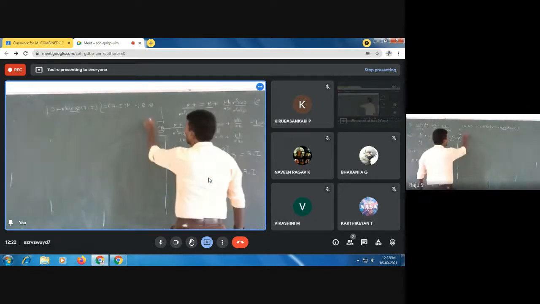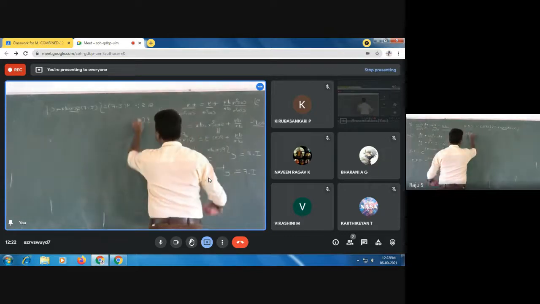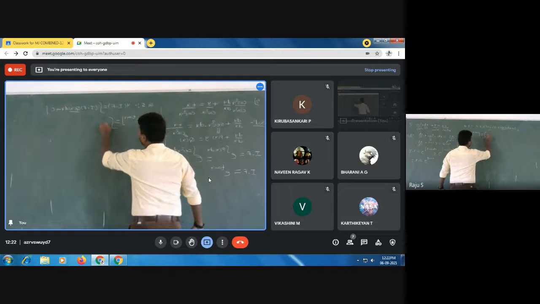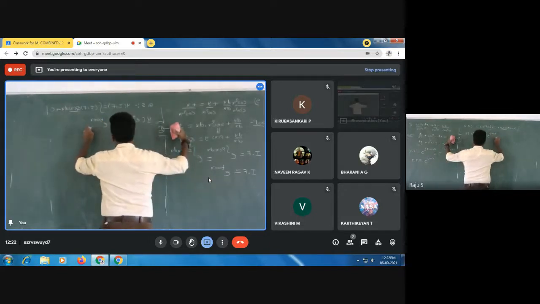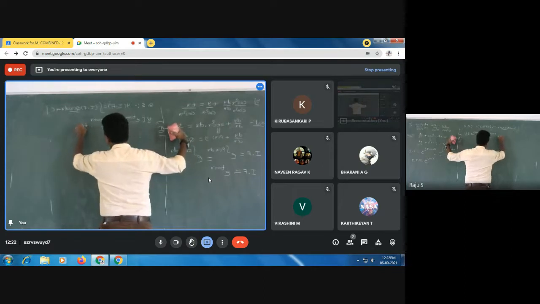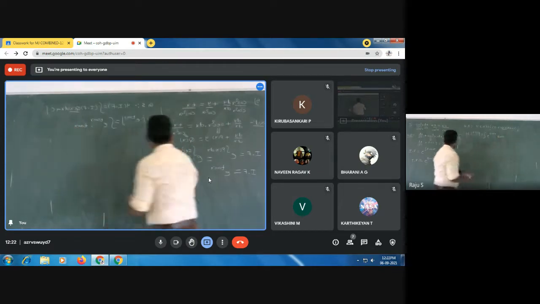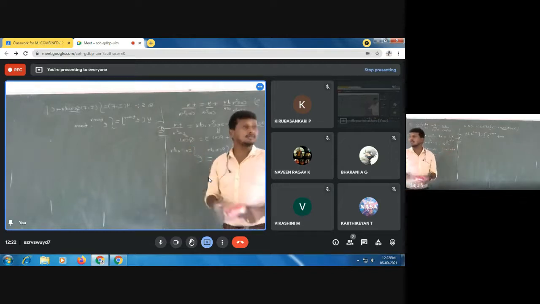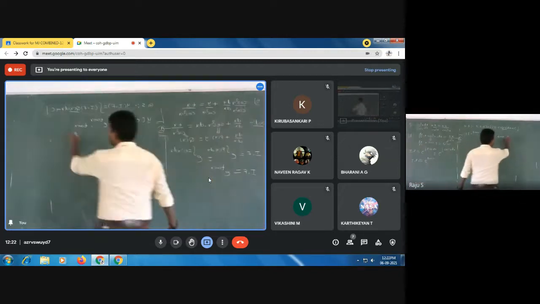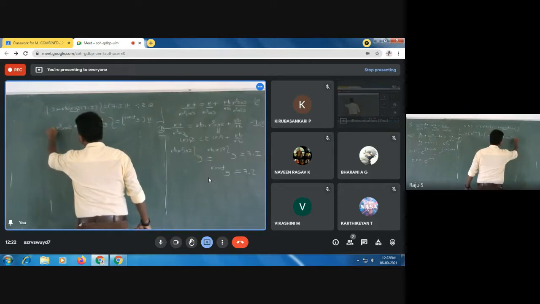Substitute: y into the integrating factor e to the power of tan x is equal to integral e to the power of tan x into q of x, tan x by cos square x. 1 by cos square can be written as secant square dx.